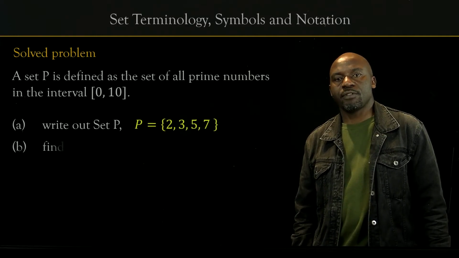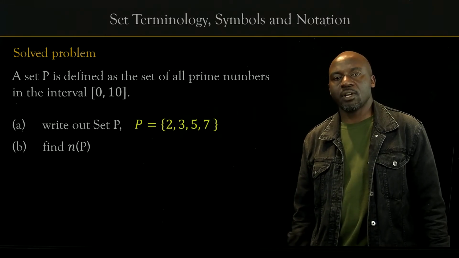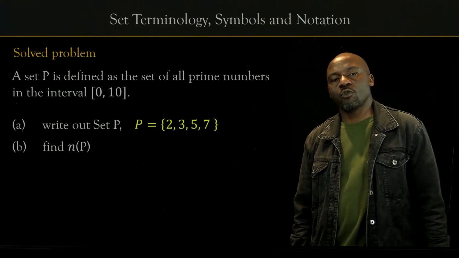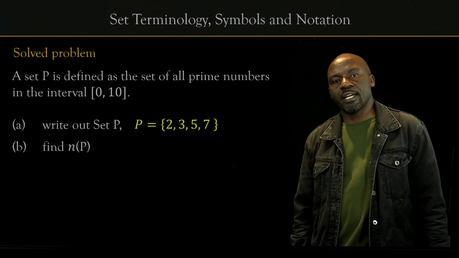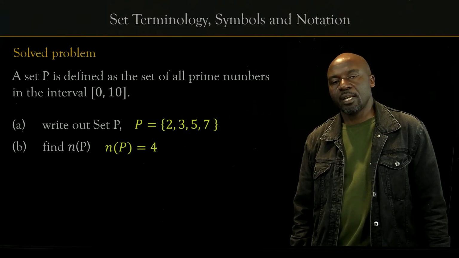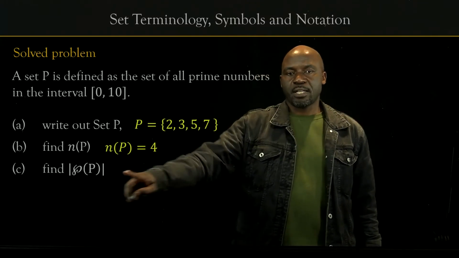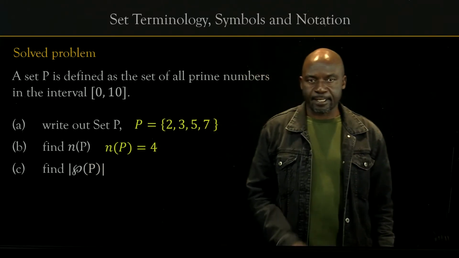Okay, part B of the question says find the cardinality of the set, so the number of elements in set P. Well, from what you can see there are 4 elements in set P, so the cardinality of the set is going to be 4. Okay, part C is asking for the number of subsets in the power of the set.